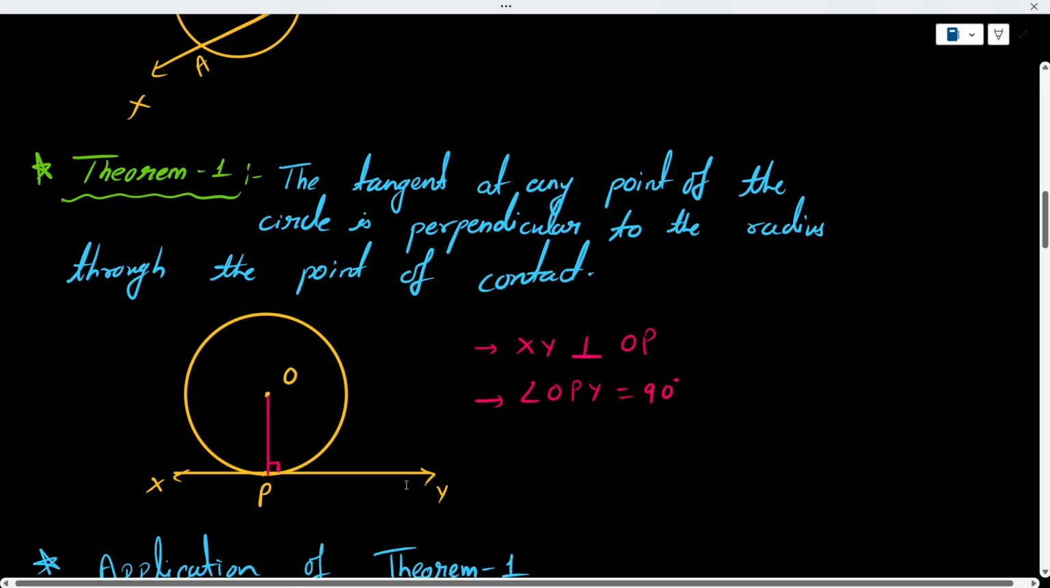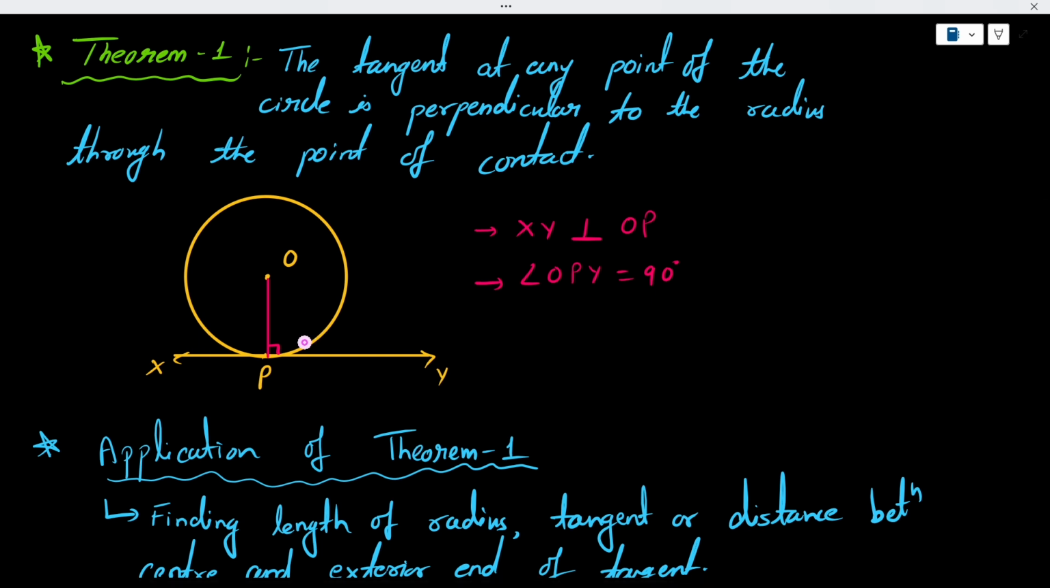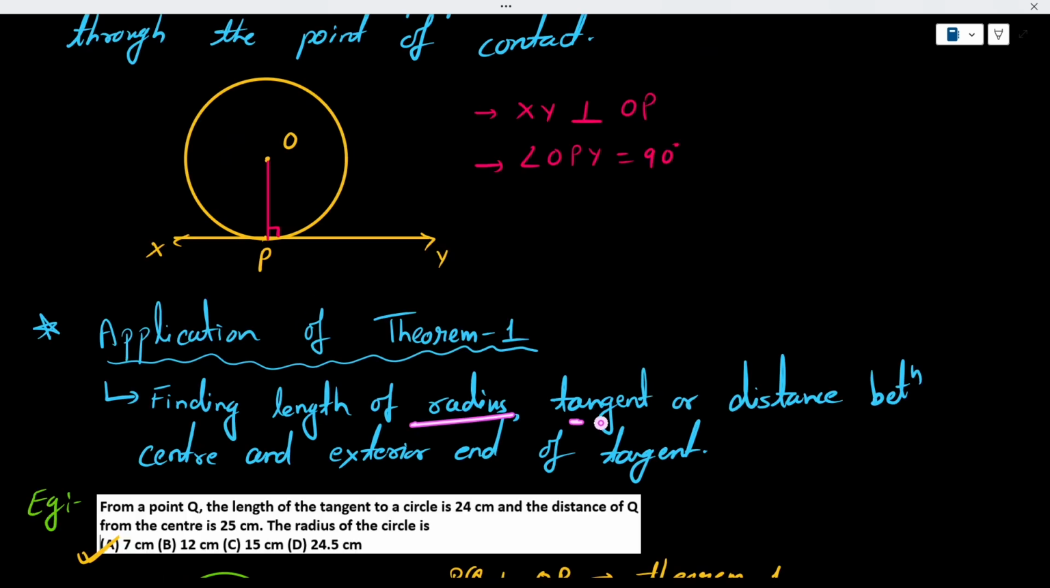Right, now what is the application? Where do we use this theorem? We use this theorem to find out the length of the tangent, or the distance between the center O and the exterior end of the tangent. So you can find out here.